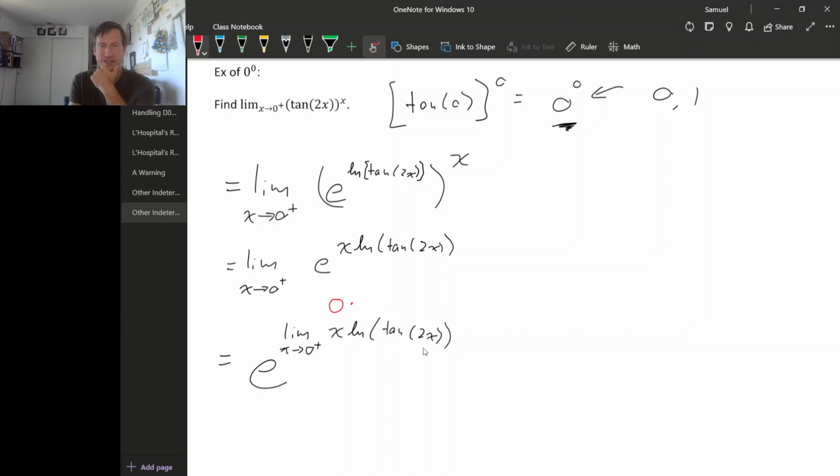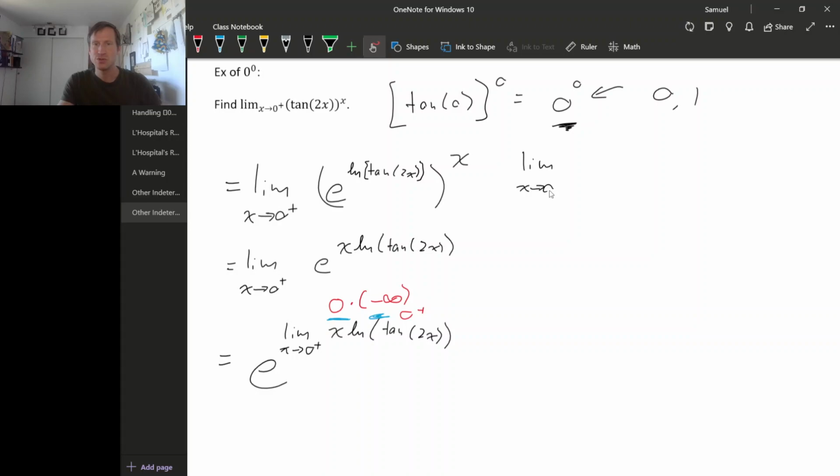And this tangent 2x is going to 0 from the right. So as tangent's input goes to 0 from the right, tangent itself goes to 0 from the right. And natural log of something going to 0 from the right goes to minus infinity. So this gives us a 0 times minus infinity kind of indeterminate form. On the one hand, that's not 0 over 0 or infinity over infinity, so we're going to have to do some further work. But on the other hand, this is an indeterminate form that we've handled before, right? It's a 0 times infinity kind of indeterminate form.